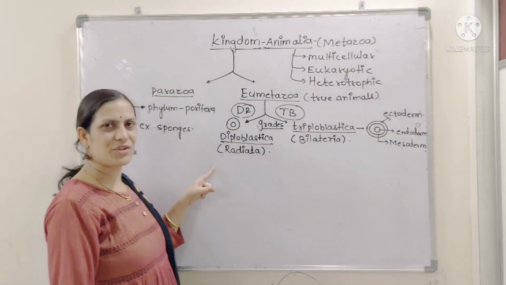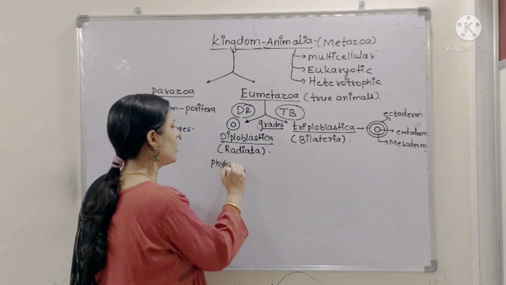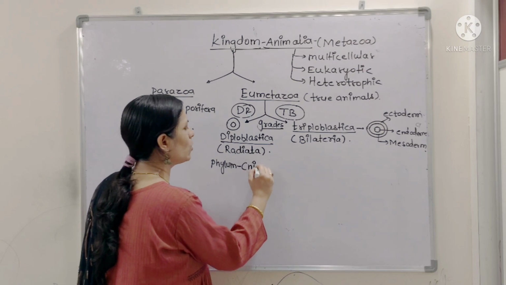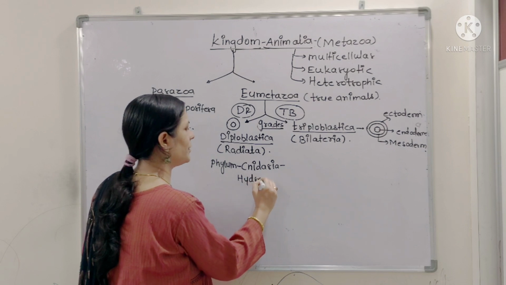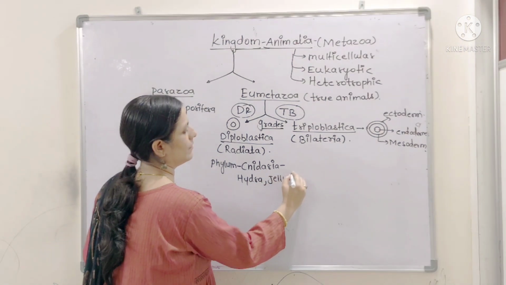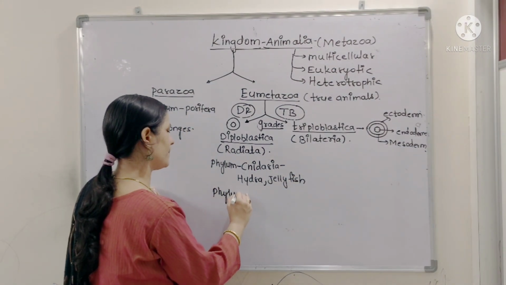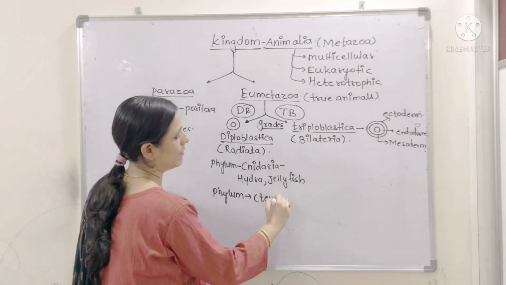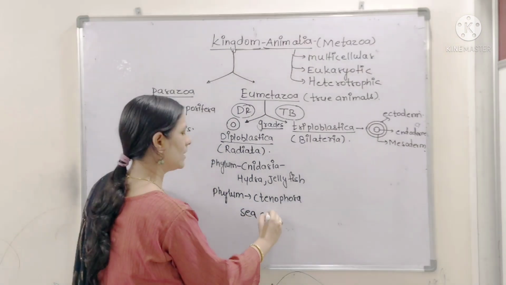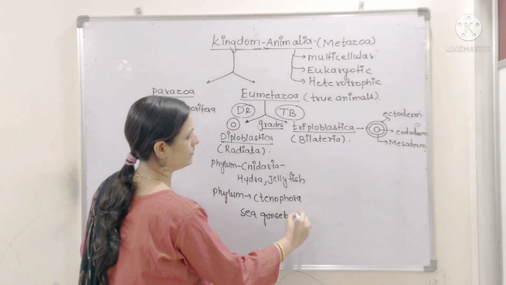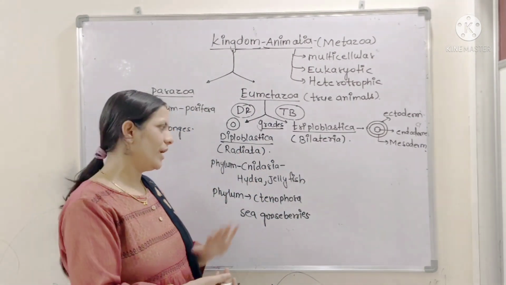Okay, so in the diploblastic group, Radiata, you will get only two phyla. They are phylum Cnidaria, which includes major examples like Hydra and jellyfish, and phylum Ctenophora, which includes the main example, sea gooseberries. So these animals have radial symmetry.